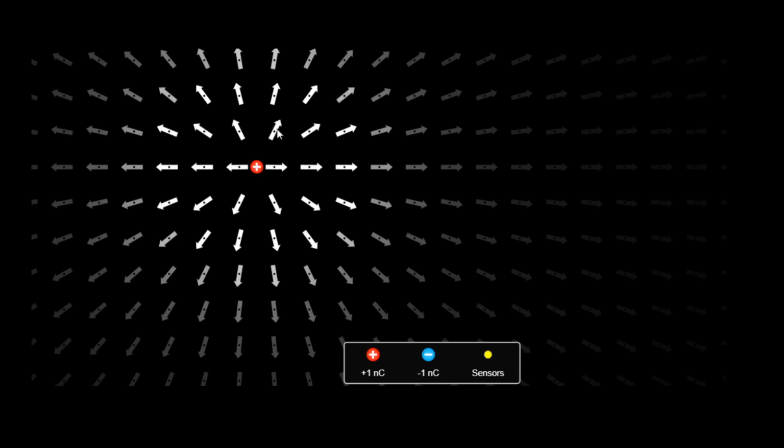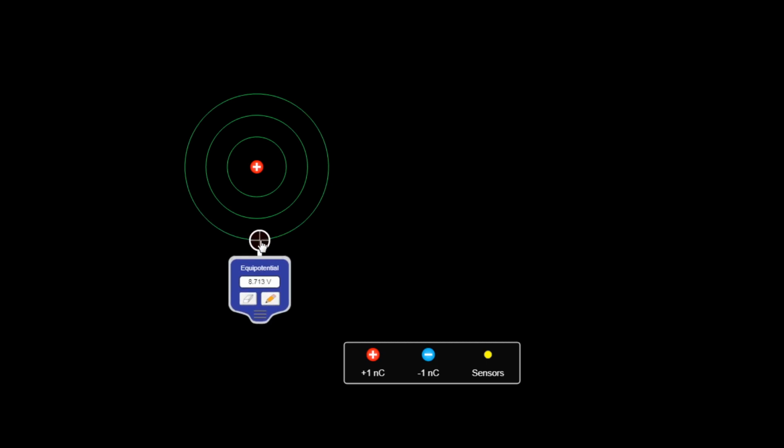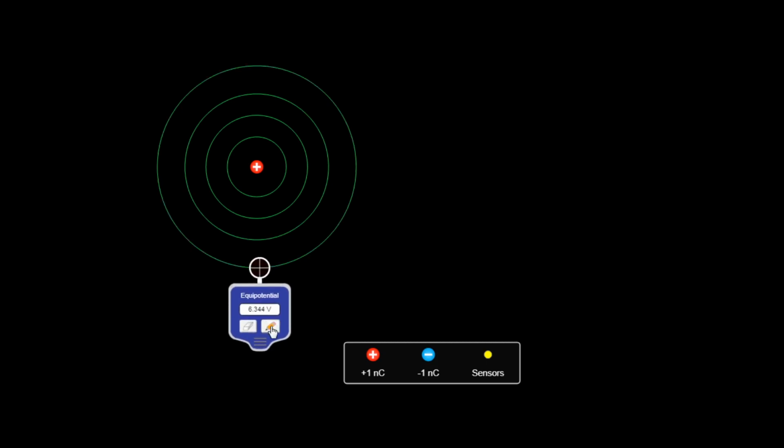Now this is the direction of the electric field. These arrows represent the direction of the electric field, which is away from the positive charge. When you try to find out the nature of the equipotential surface, we find that it is spherical. Another surface we have considered. So what we are finding is that the equipotential surfaces are concentric spheres.